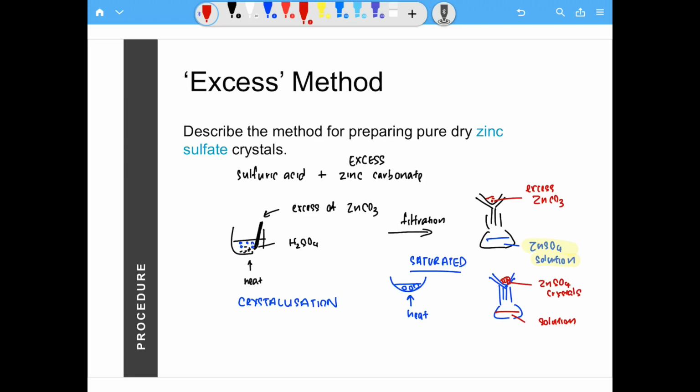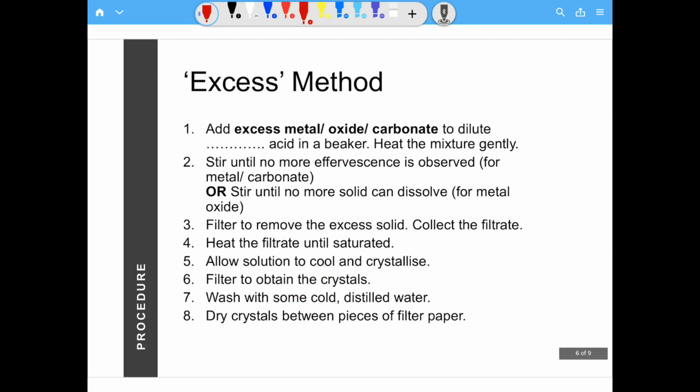Again, all the steps that I've just illustrated have been summarized over here, and there are certain steps that carry some meaning, and you're expected to know why certain steps are being carried out. For example, you need to heat the mixture gently. What is the purpose of heating? It is to speed up the reaction, and another reason for heating is to ensure that the reaction goes to completion.